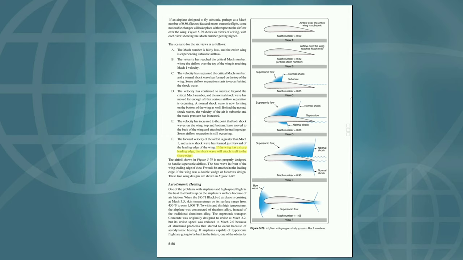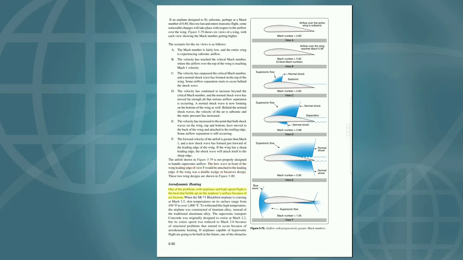If the wing has a sharp leading edge, the shock wave will attach itself to the sharp edge. The airfoil shown in Figure 5-79 is not properly designed to handle supersonic airflow. The bow wave in front of the wing leading edge of view F would be attached to the leading edge if the wing was a double wedge or biconvex design. These two wing designs are shown in Figure 5-80.